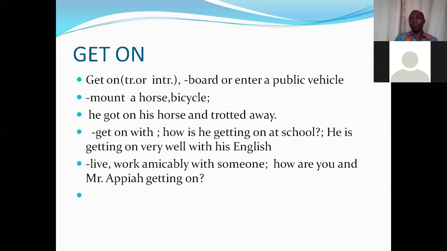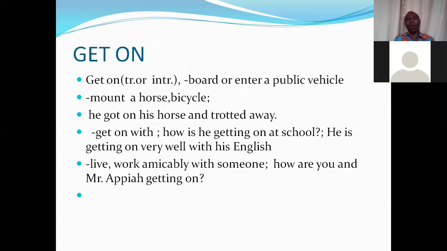And then get on. Get on means to board or enter a public vehicle, a horse or bicycle. It can be the opposite of get off. Get on, get off.